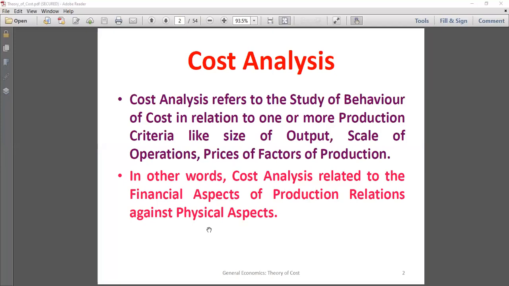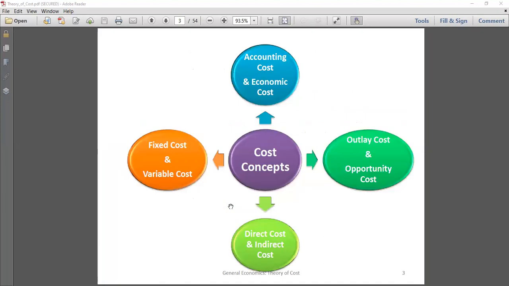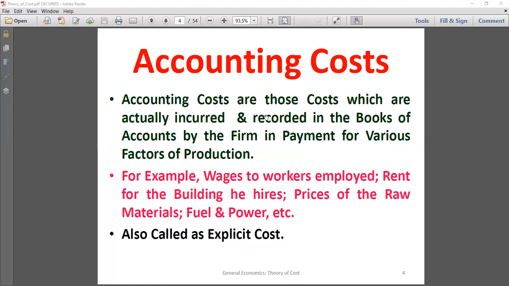So when we're dealing with cost analysis, we're looking at the behavior that firms have relating to aspects of production. And we know that all firms that produce will have to incur certain costs. So we're going to break up these costs into what are called accounting costs, opportunity costs, fixed and variable costs, and direct costs that are related with a firm. So what are accounting costs?